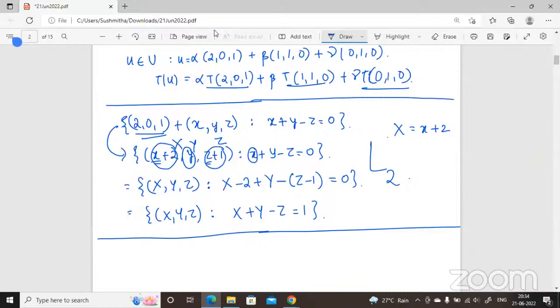Okay, got it. Ma'am, please solve one more example related to affine space. Let's complete this and then go.